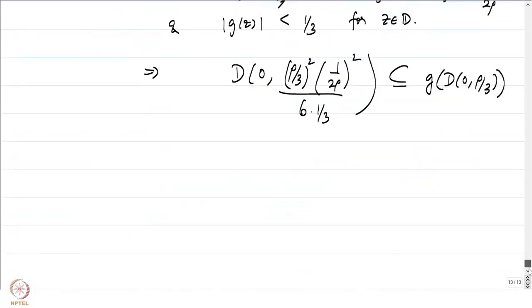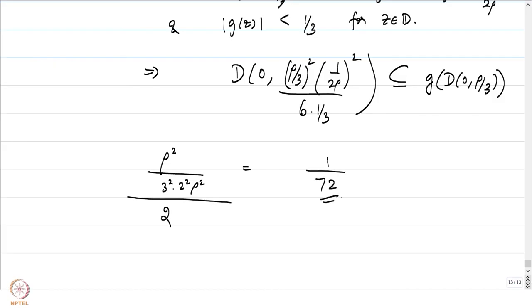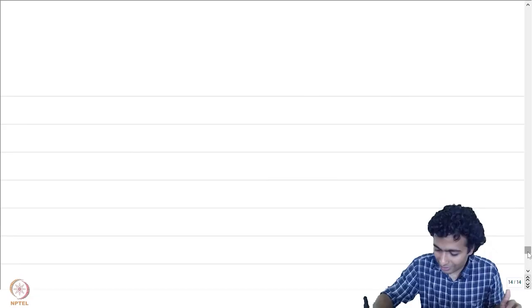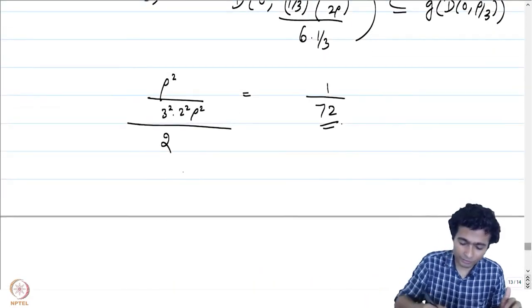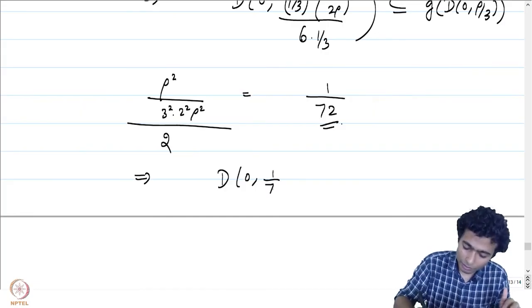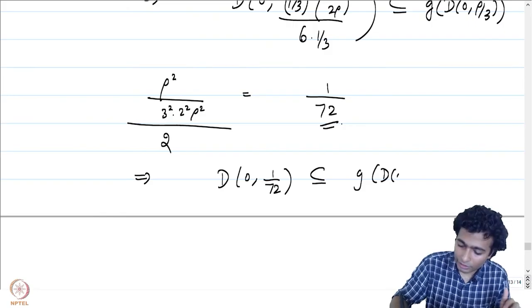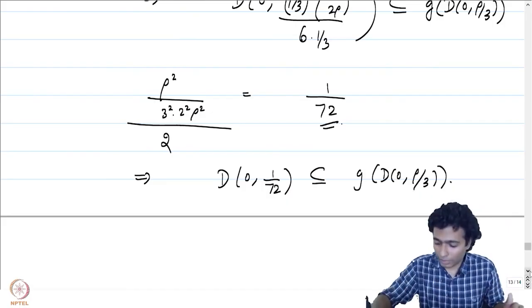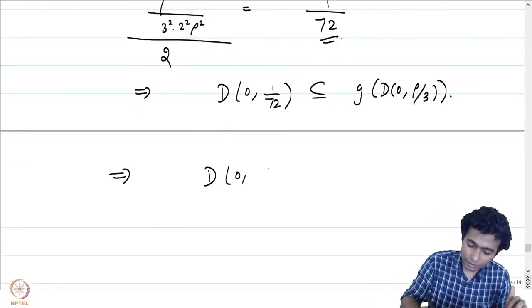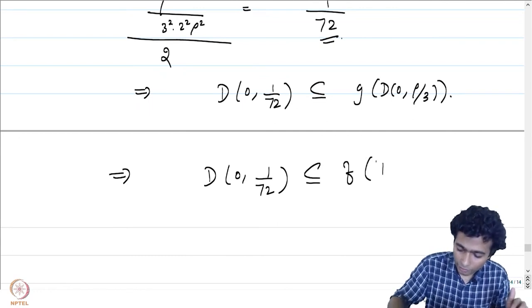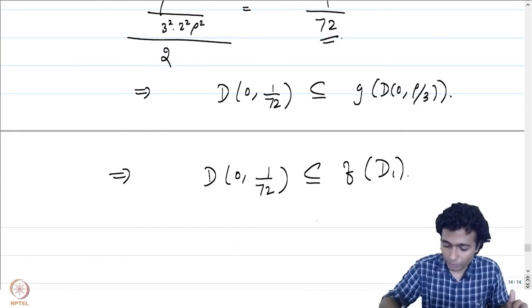Let us now go back to where we are. This is just going to be equal to r square, rho square by 3 square into 2 square rho square, that is the numerator, by 6 times 1 by 3, which is 2. This is just going to be equal to 1 by 9 into 8, which is 72, and that is precisely where we are ending up with. So, it is actually tailor made. I should confess that there is some reverse engineering that was involved. This tells us that d 0 1 by 72 is contained in g of d 0 rho by 3. And now translating it back, this tells us that d 0 1 by 72 is contained in f of d 1, which is precisely what we had set out to prove, thereby getting Bloch's theorem.